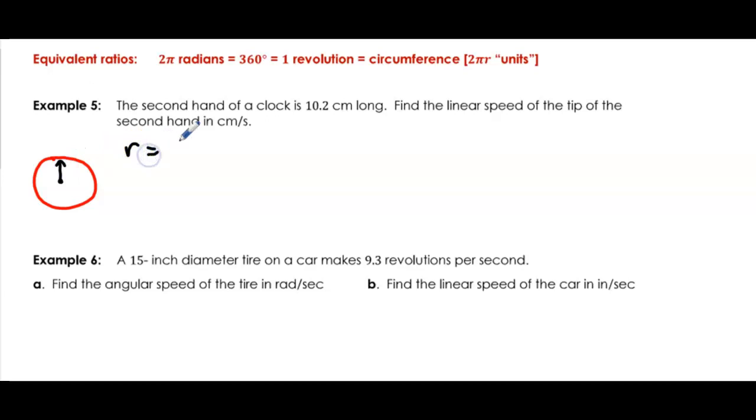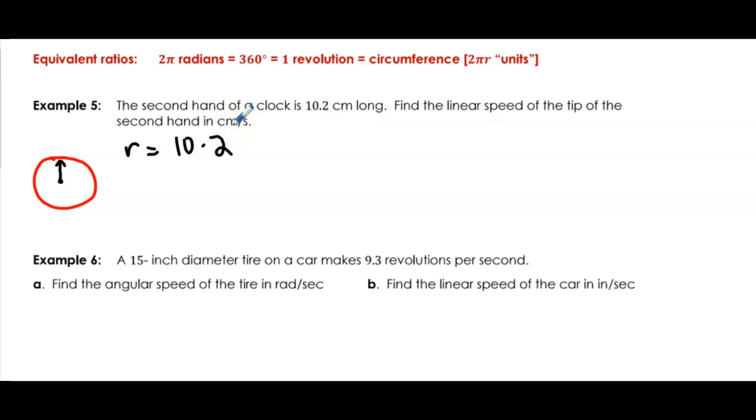So R equals 10.2. They want to know the linear speed of the tip of the second hand in centimeters per second. I always check out our units here. They give us our radius in centimeters, and they want our answer in centimeters, so we're not going to have to worry about converting that at all.